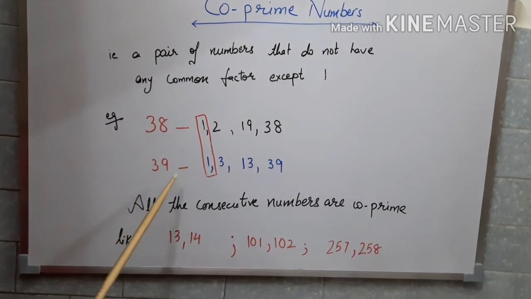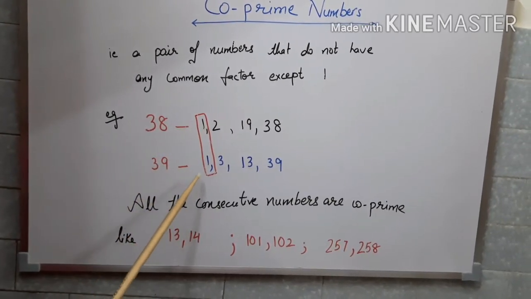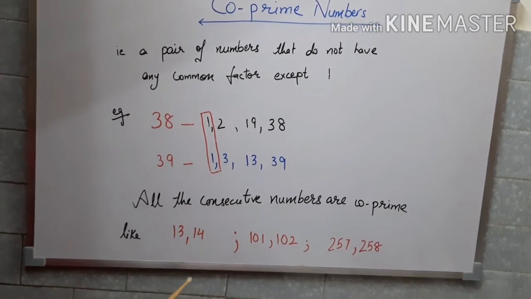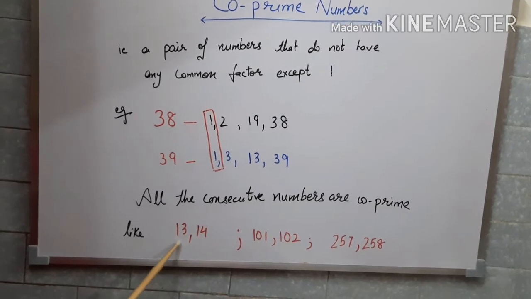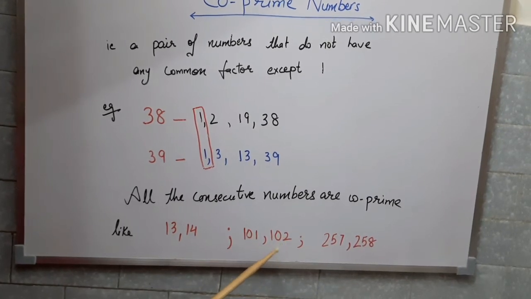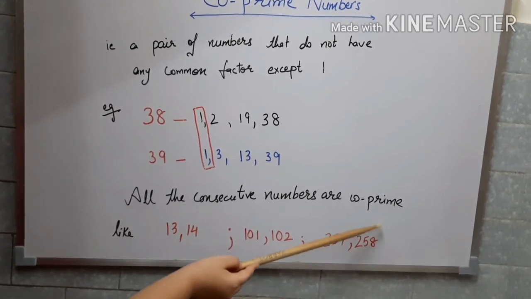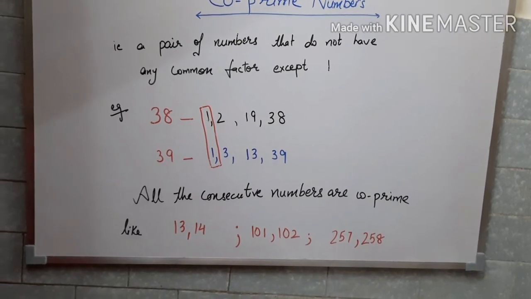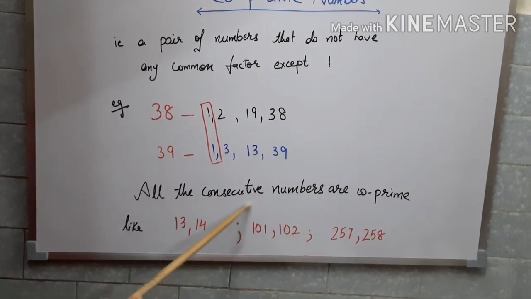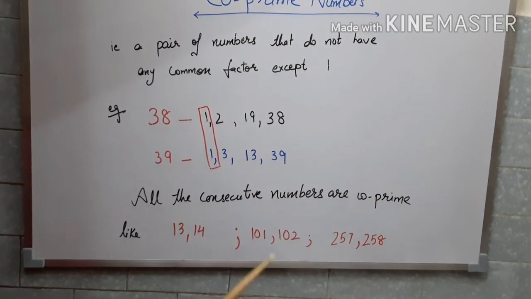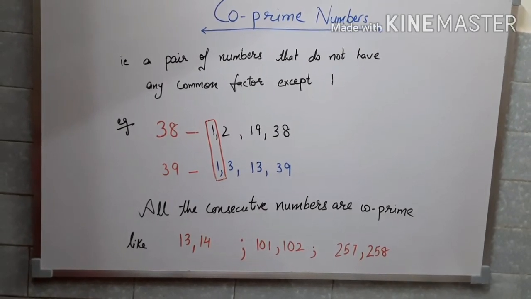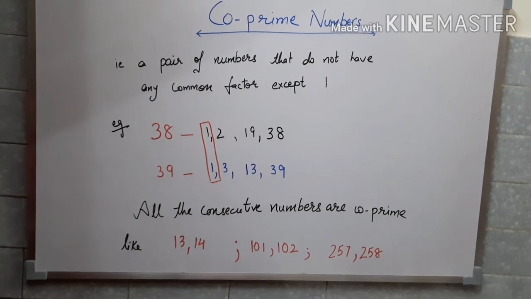But we understand from this example that all consecutive numbers are co-prime. What are consecutive numbers? Numbers which come one after another, like 38, 39, 13, 14, 101, 102, 257, 258 and many more. These are examples of consecutive numbers. So all consecutive numbers are co-prime. Co-prime never meant that we only consider prime numbers. Let's have a look at another example.